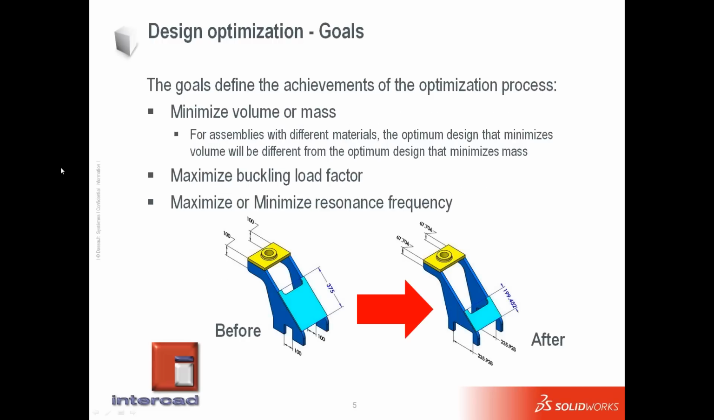First is about the goals. The goals define the achievement of the optimization process. For example, we're aiming to minimize volume or mass in an assembly or a part. Or, for example, we maximize the buckling load factor, or minimize or maximize the resonance frequency of our design.